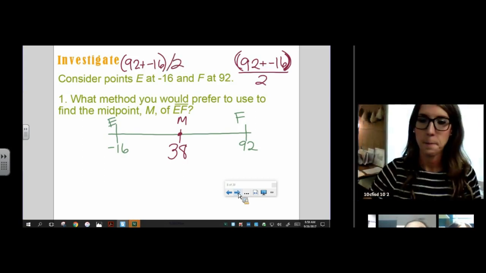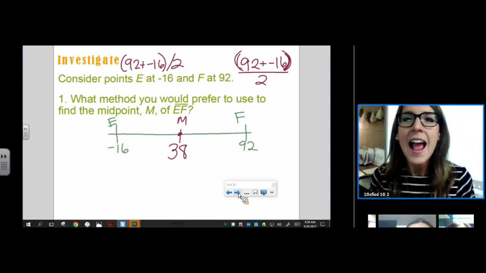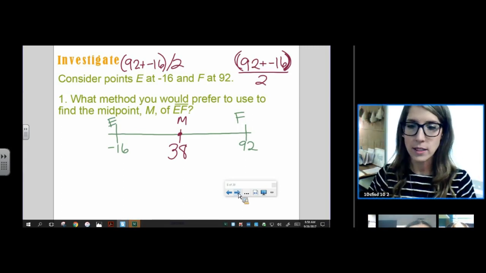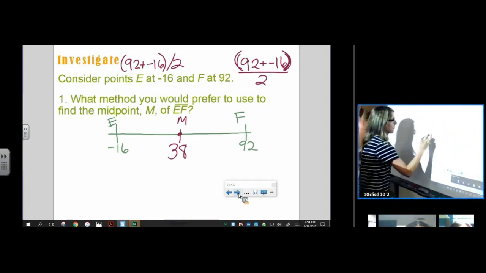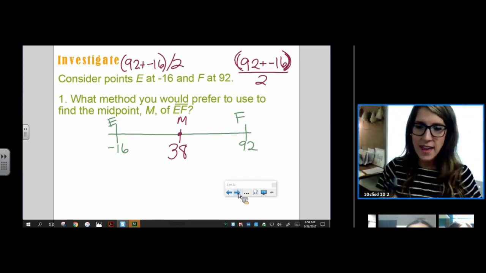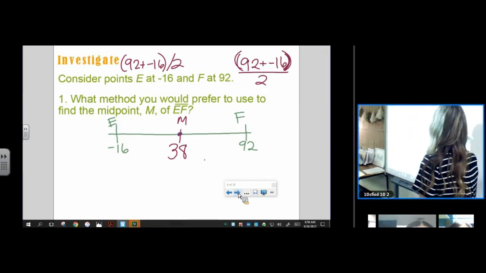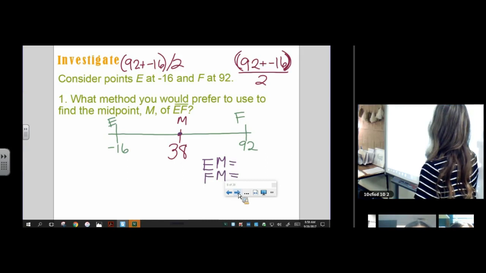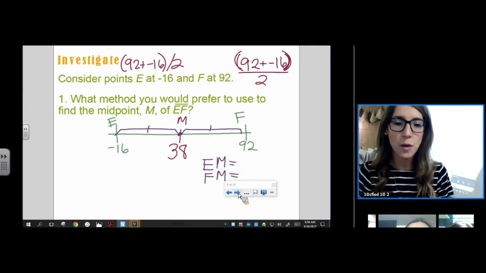in your calculator. Now, how could we check our answer? If you got something that wasn't 38, how could you check your answer? How could you verify that M is the midpoint? If M is the midpoint, what does that mean? That means it's in the middle. What does that mean about the distance from E to M and the distance from F to M? That means those should be the same. They should be equal. So let's do it.